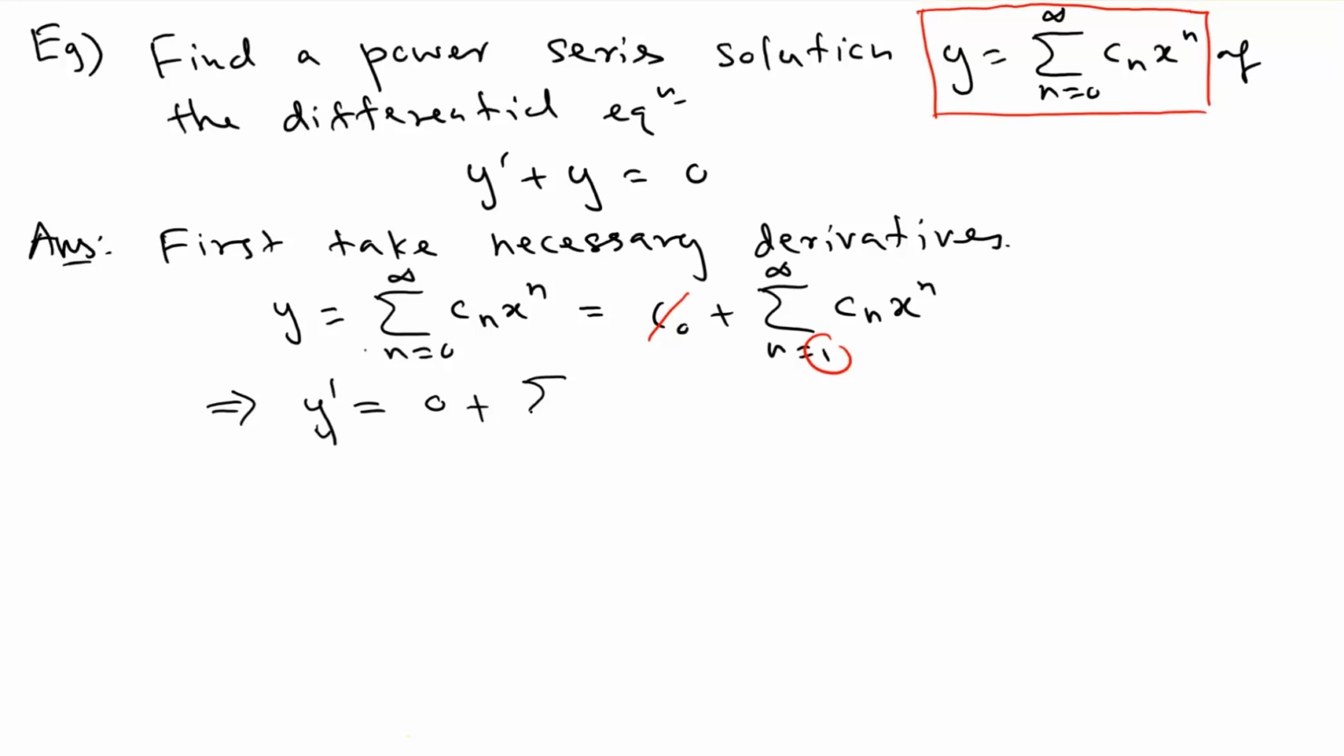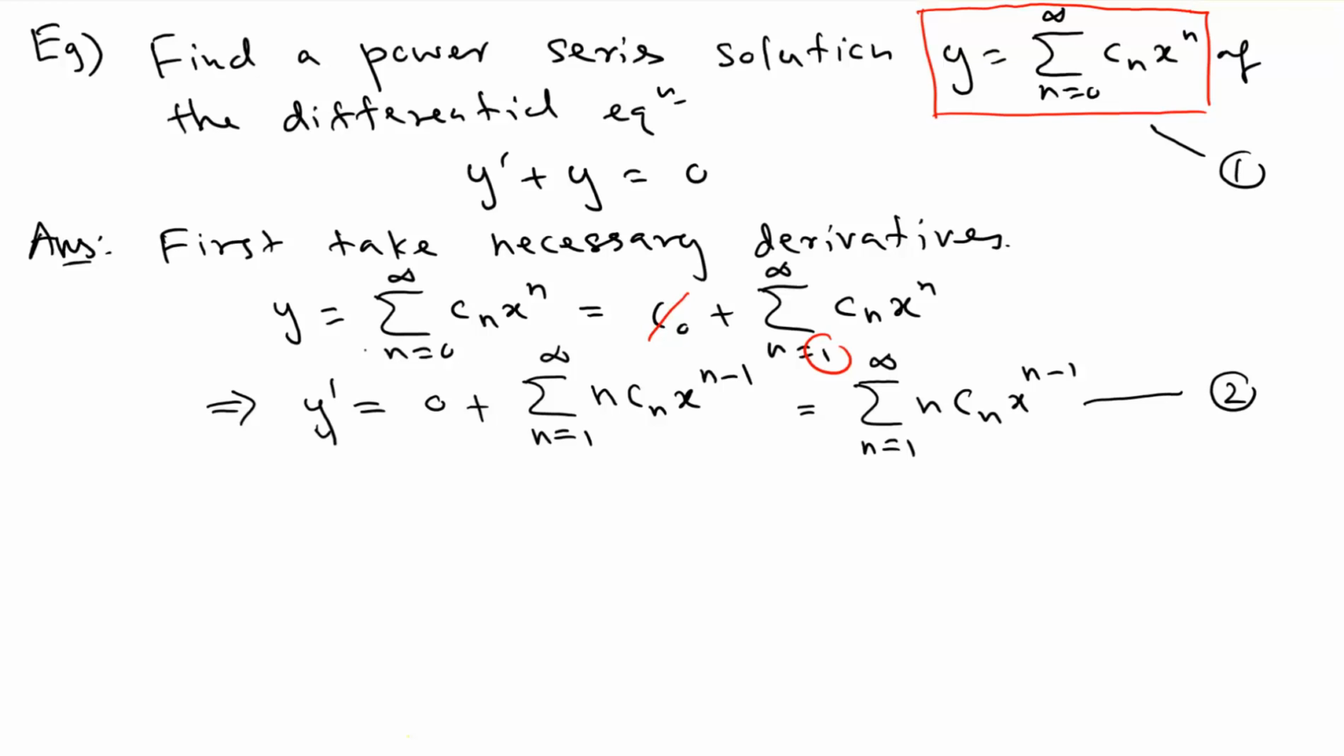The rest is sigma n going from 1 to infinity. Just take the derivative of the inside function. cₙ is a constant, so it is n cₙxⁿ⁻¹. So that's what you get. That means you can write y prime as the sum n going from 1 to infinity of n cₙxⁿ⁻¹. I'm going to call this equation 1, and this equation 2, because we need them later.